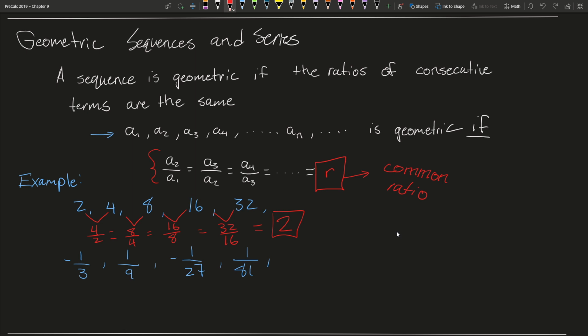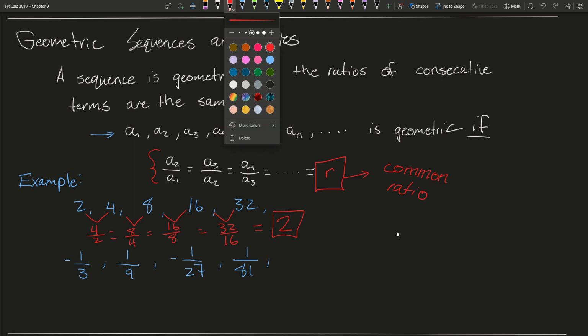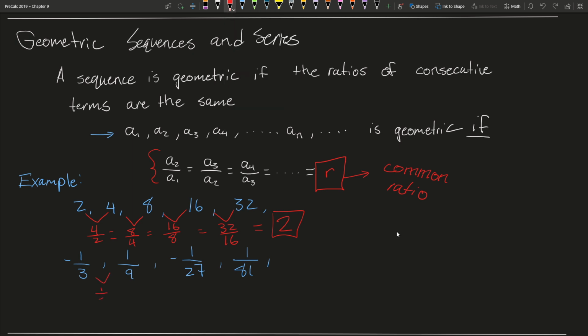Right, and the same thing applies. We would take the ratio between two things. So 1/9 divided by negative 1/3, negative 1 over 27 divided by 1/9, and 1 over 81 divided by negative 1 over 27. Okay, and even though there are a bunch of fractions involved here, we can still do this division.